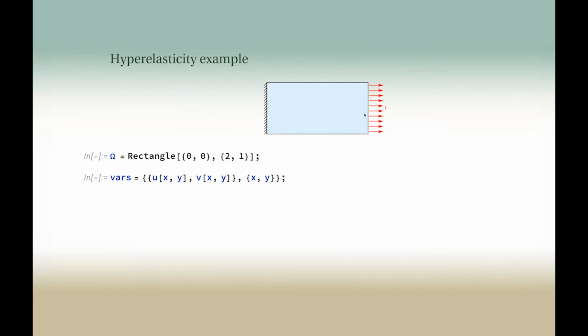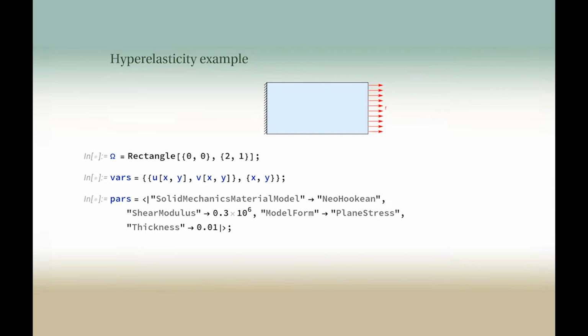Okay, so here we have a rectangular region. Think again, some kind of a rubber. We're holding it fixed at the left, and we're pulling on the right-hand side to the right direction. We specify the rectangle, that's the domain. We specify the vars, so it's u and v, displacement in the u direction and in the v direction, and the x and y are the independent variables.